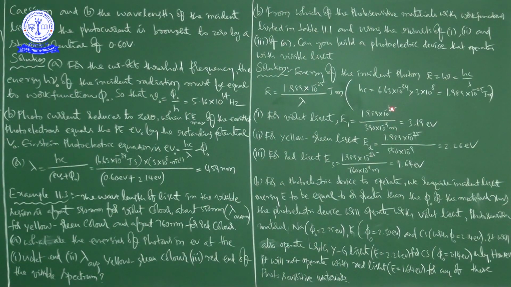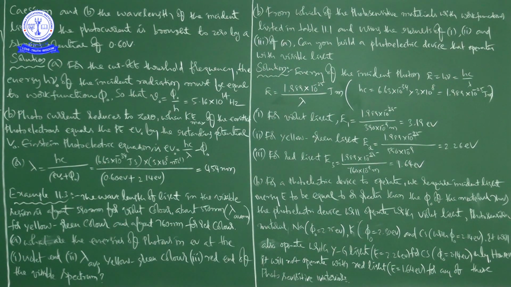This value is 10 to the power of minus 25. I have already written it clearly, and that value only we are writing here, here and here. So don't confuse, it is not another value, it is just 1.989 into 10 to the power of minus 25 by lambda. In place of lambda we are writing the wavelengths, that is for violet light, yellow green light, and red light also.